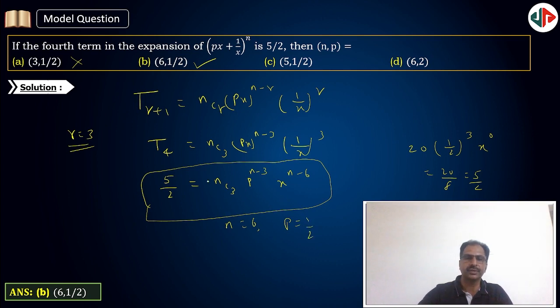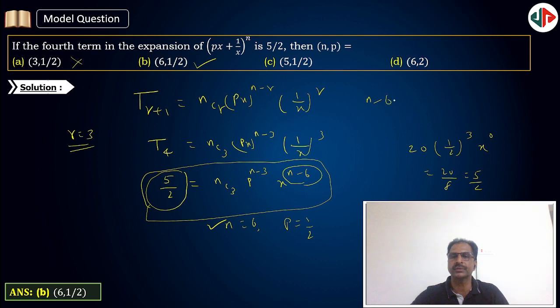You can do it by verification, or the left hand side T4 is 5 by 2, which means this is the term which is independent of x. Since 5 by 2 is the independent term of x, the power of x should be 0. So equate n minus 6 to 0. You'll get n is equal to 6. Put n is equal to 6 here and simplify, you'll get p is equal to half. This is another method.